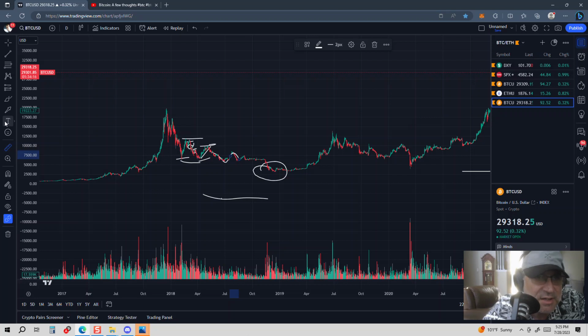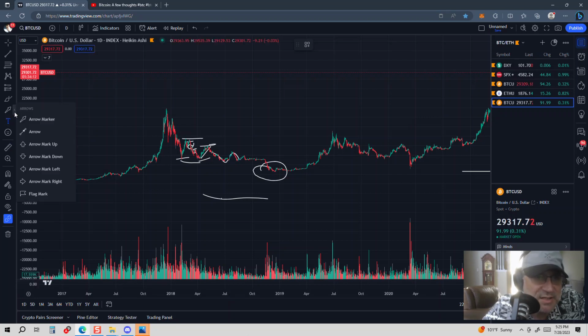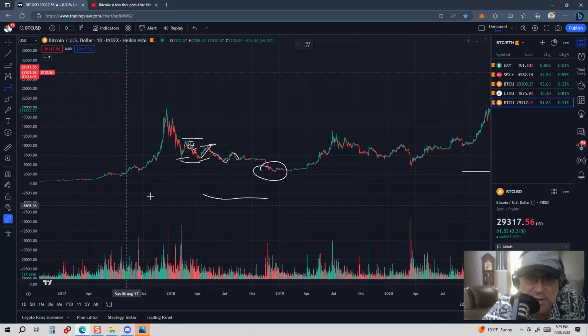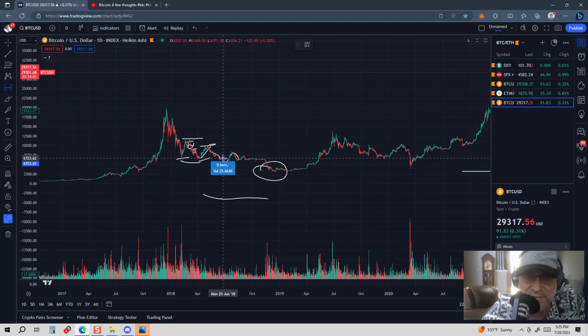Like if I can, let's see, where is that measurement tool? I always forget where this stuff is. Okay, date range on this. All right, so let's say from like here to the terminal shakeout, that's 149 days, guys.